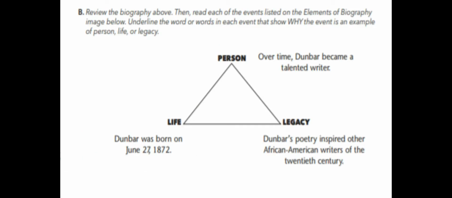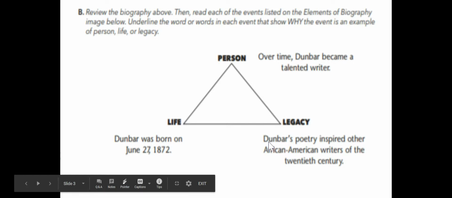We read the biography above, then read each of the events listed in the elements of a biography image below. Underline the word or words in each event that show why the event is an example of a person, life, or a legacy. Over time, Dunbar became a talented writer. His legacy: his poetry inspired other writers. And his life: he was born, underline born.